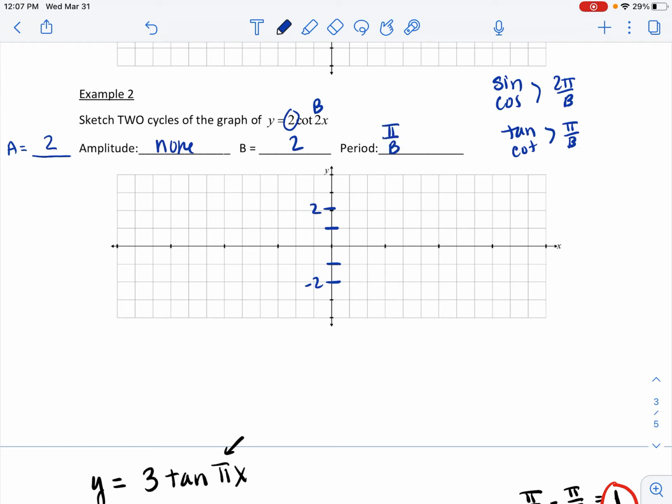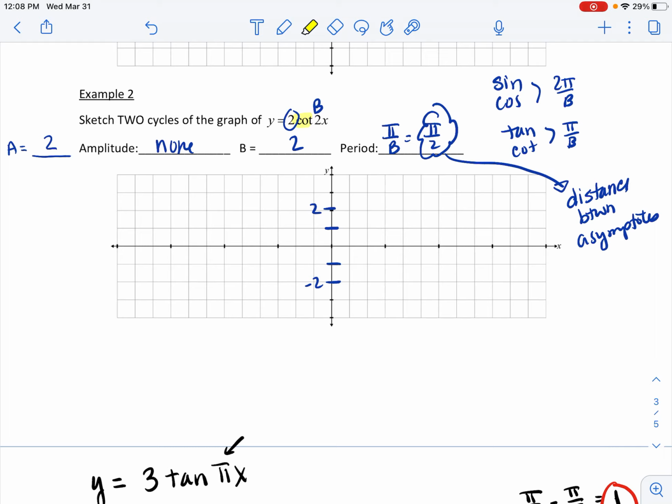So this is going to be pi over b, which is really pi over 2. Now look, unlike graphing sine and cosine, where we just took this and made that the last marker on the x-axis, it's going to be a little bit different. This time, the period, the pi over 2, is the distance between your asymptotes. So look, you really have to know where these asymptotes are going to be. And this is how you tell.